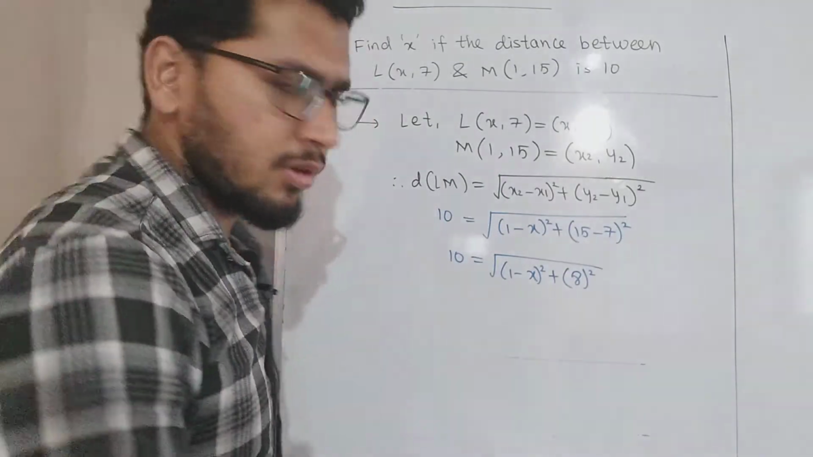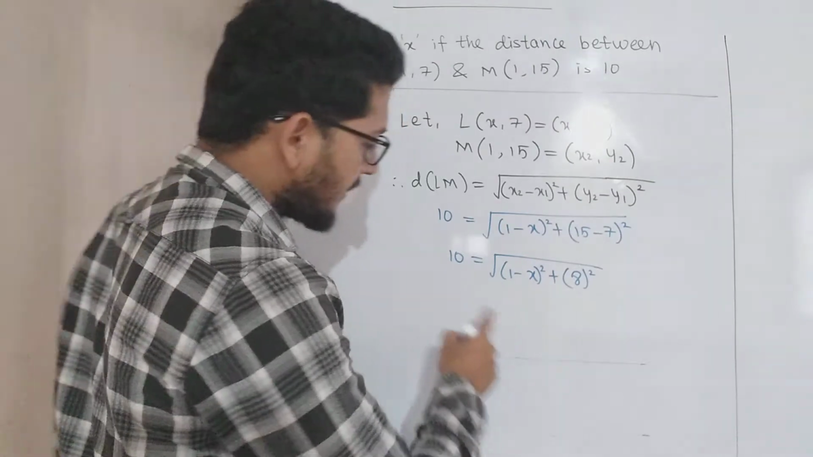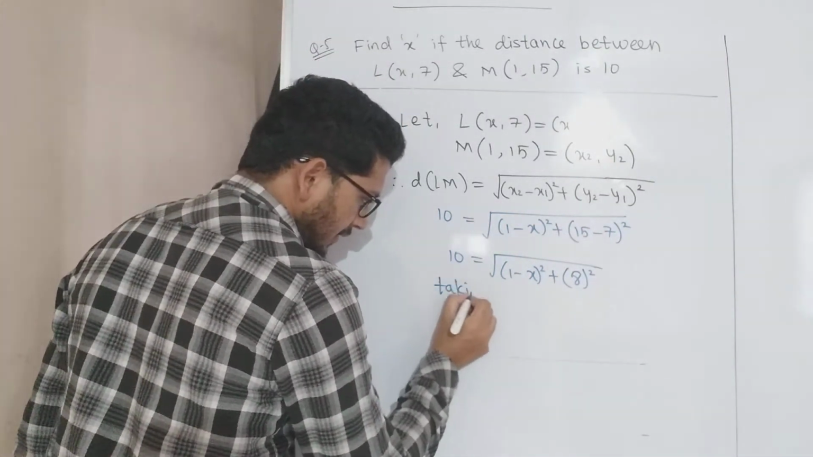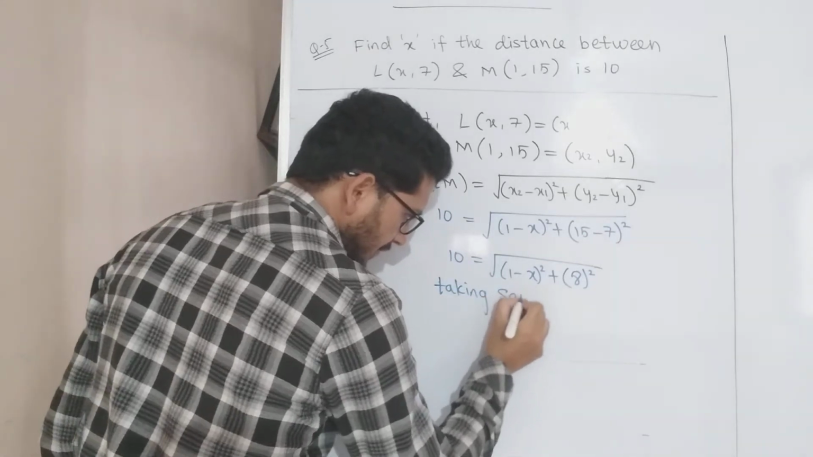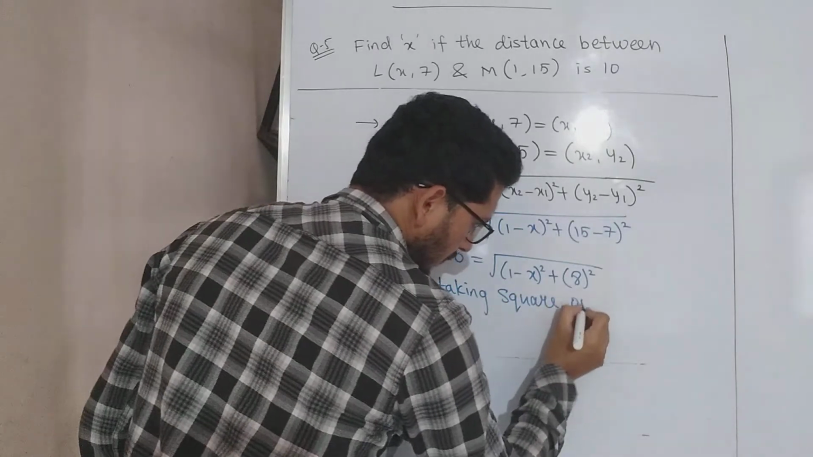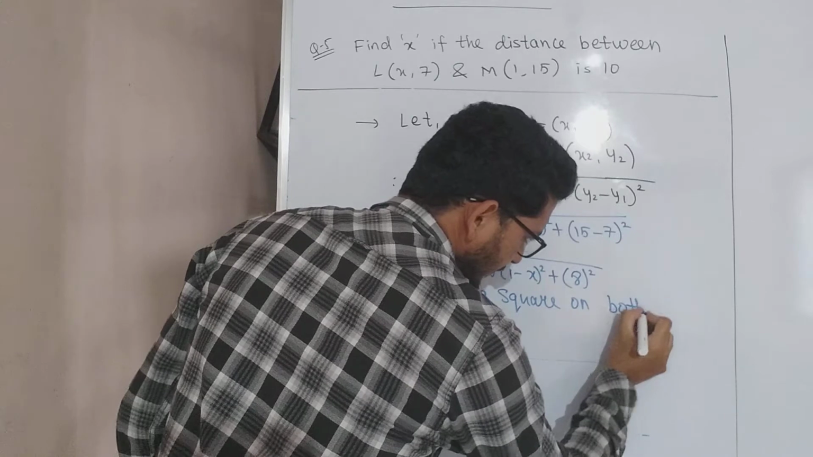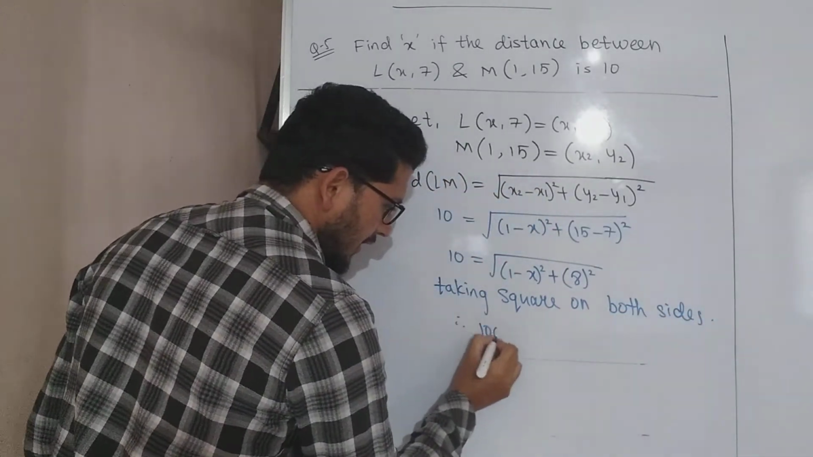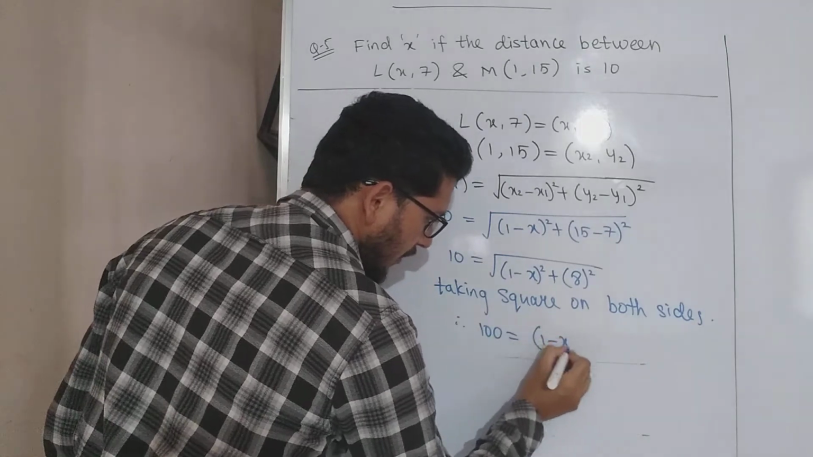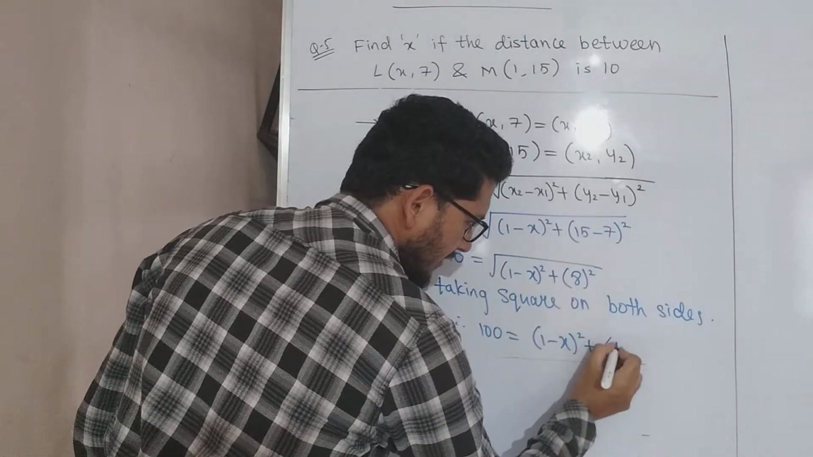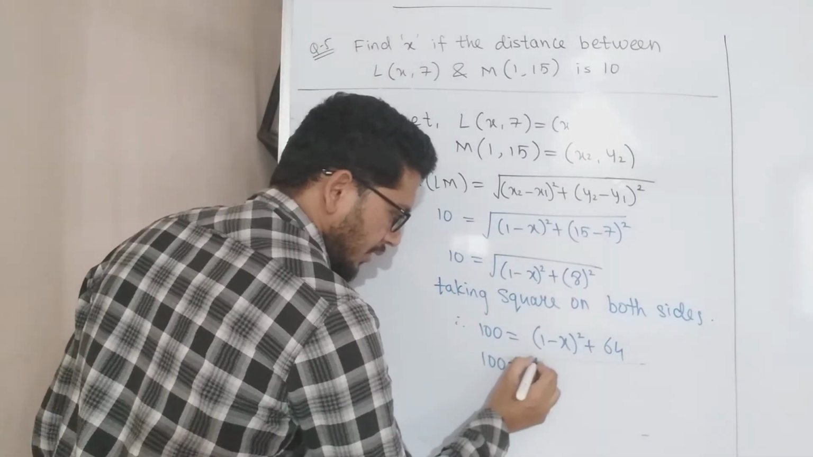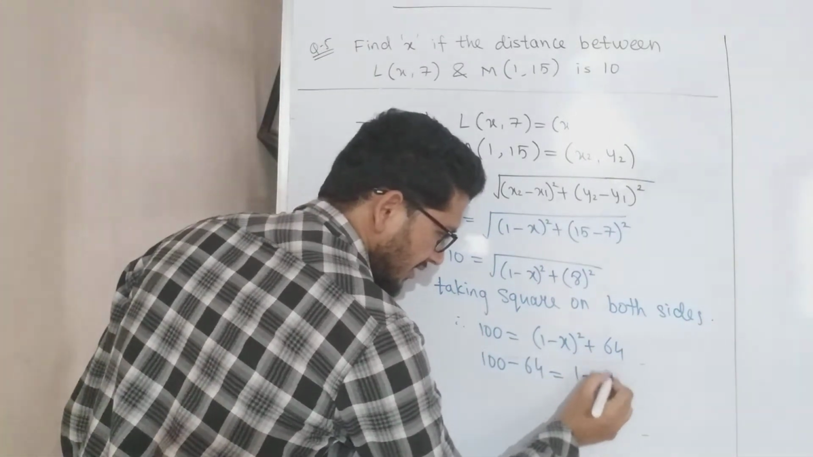Okay, now we have to cancel the square root. So how will you cancel the square root? For cancelling the square root, we will take the square on both the sides. So we'll write: taking square on both sides. Therefore 10 square is 100, the root will be cancelled, that will be (1 minus x) square plus 8 square is 64. Okay, 64 will go to this side, 100 minus 64 is equal to (1 minus x) whole square.